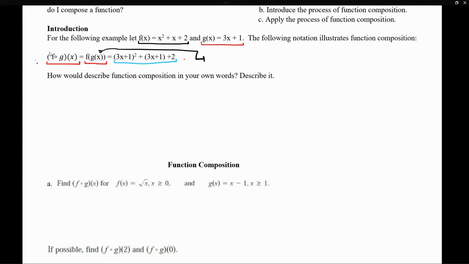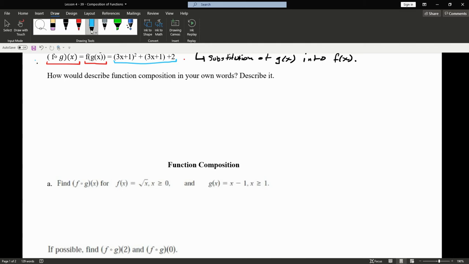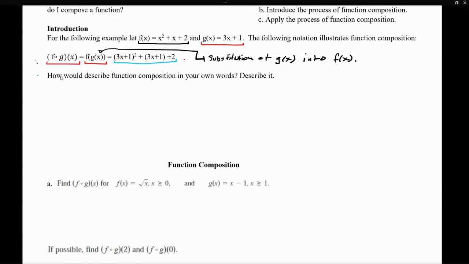This is saying we are substituting g of x into f of x. So what we're doing is we're looking at the function f of x, and every time we encounter a variable, which in this case seems to be x, every time we encounter the variable x, all we're doing is substituting the function g of x. And notice that's exactly what just happened here.